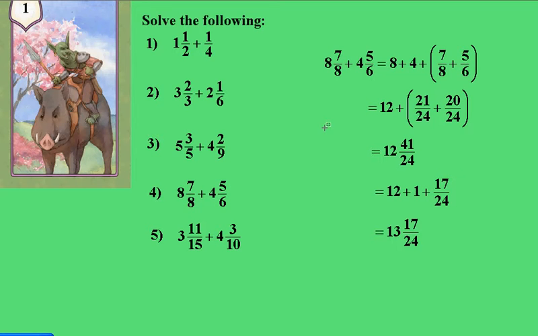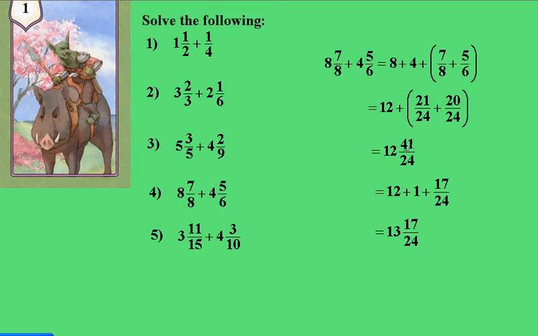Now, number 4 is a slightly longer one. Again, separating these out, we get 8 plus 4, and 7/8 plus 5/6. Now, the lowest common denominator of 8 and 6 is 24. We don't just simply multiply these two numbers together. Right, so 8 goes into 24 3 times. So 3 times 7 is 21, and 3 times 8 is 24. 6 goes into 24 4 times. So 4 times the 5 is 20, and 4 times the 6 is 24.